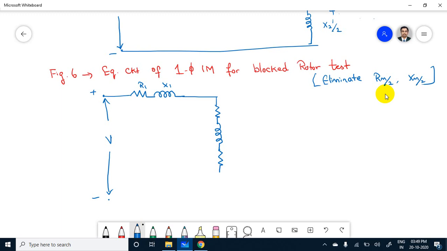So we can write here R2 dash by 2, since we have s equal to 1, and here X2 dash by 2. Here R2 dash by 2, here X2 dash by 2. The current flowing here is I2 dash, here it is I. Okay, this is the blocked rotor test.